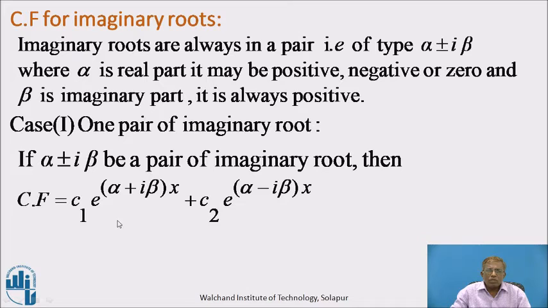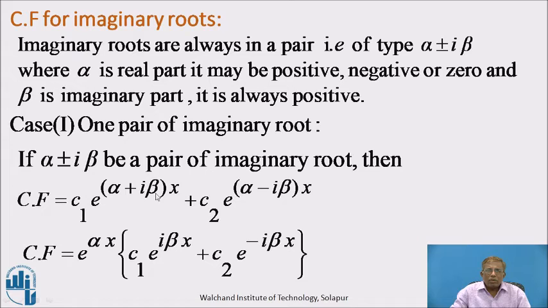Therefore, CF equal to c1 e raised to alpha plus i beta into x plus c2 e raised to alpha minus i beta x. Now we have to simplify it to get the standard form. On the right hand side, e raised to alpha into x is common, taken outside, and in bracket c1 e raised to i beta x plus c2 e raised to minus i beta x.